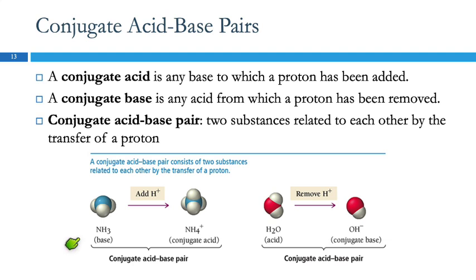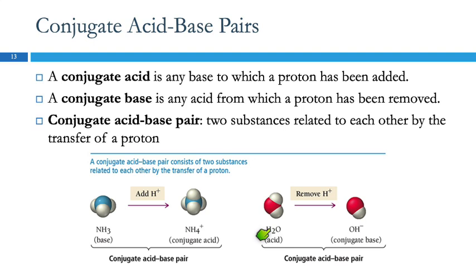So if we look at ammonia, if we add a hydrogen ion to ammonia, we get NH4+. This is the conjugate acid because it has the hydrogen ion. This is the base because it could accept the hydrogen ion. These are related to each other. The only difference is one has an H plus and one doesn't.